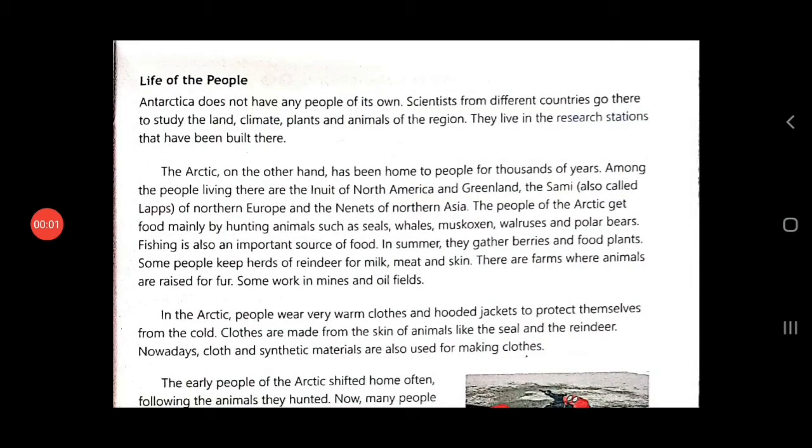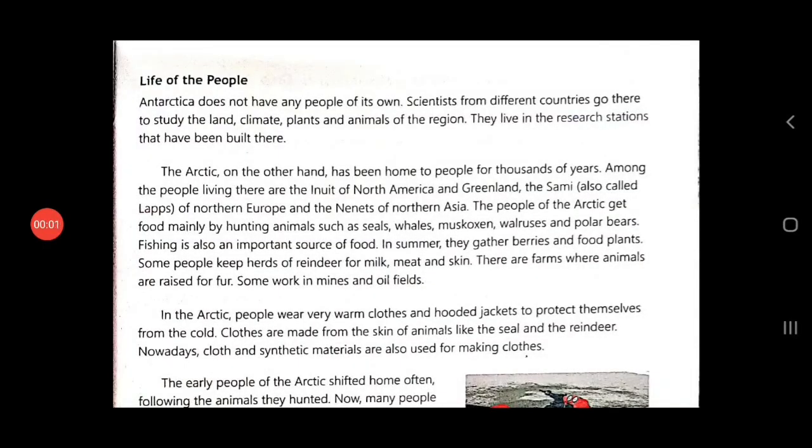Fishing is also an important source of food. There are people who are also involved in fishing, so that is also a source of getting food. In summer they gather berries and food plants during the summer season. What is the other option of getting food? They gather the berries, वो लोग berries इकट्ठी करते हैं, and food plants also.